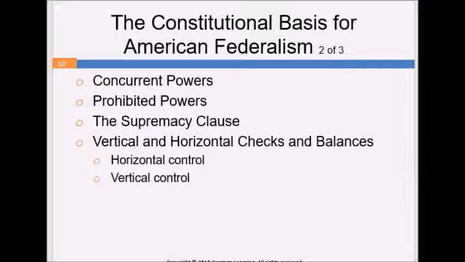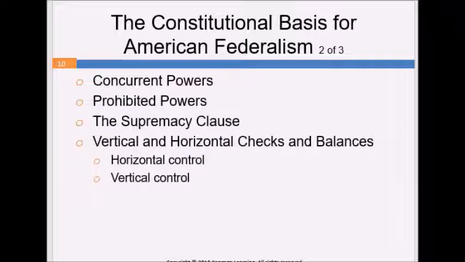The Supremacy Clause, Article 6 of the Constitution, mandates that actions by the national government are supreme. Any conflicts between a legitimate action of the national government and a state will be resolved in favor of the national government. States cannot use their reserved or concurrent powers to override national policies.